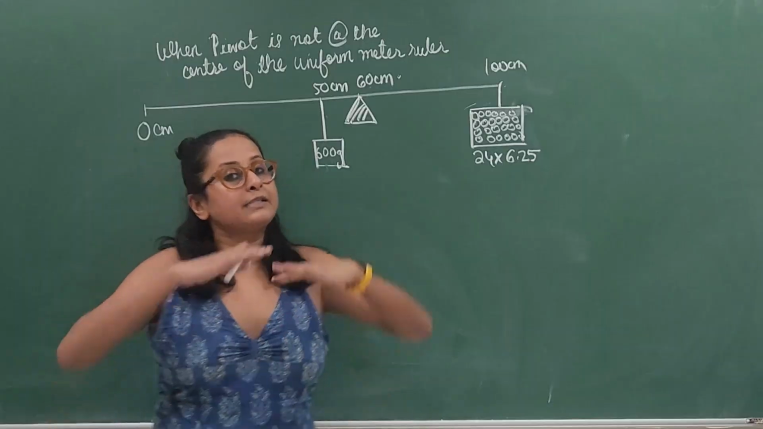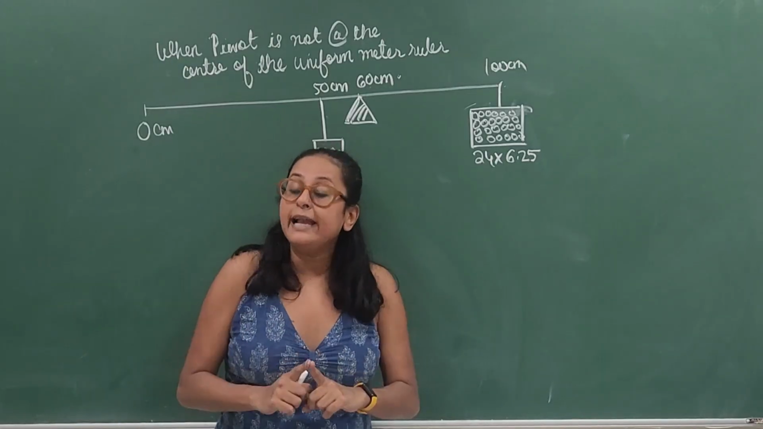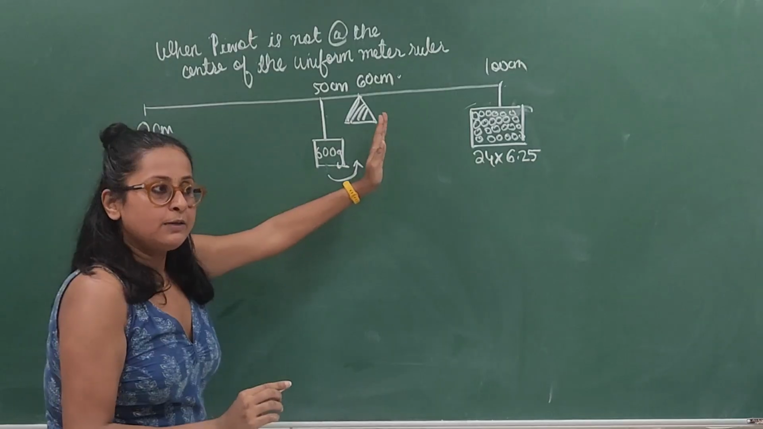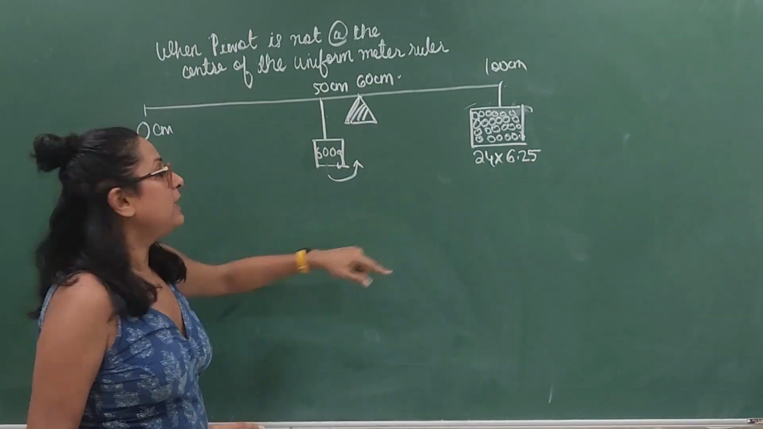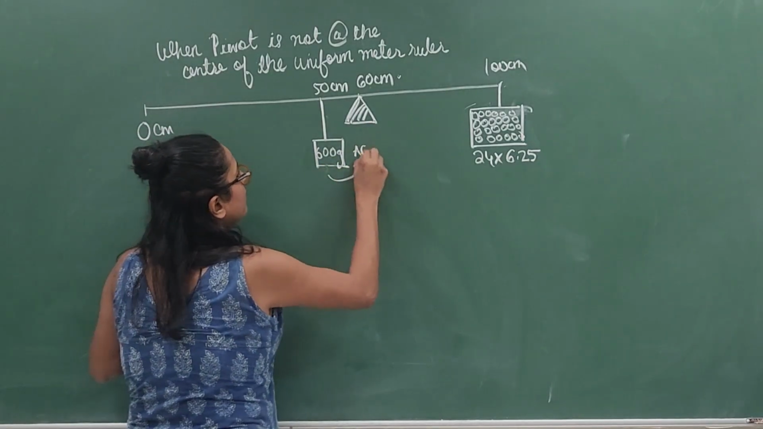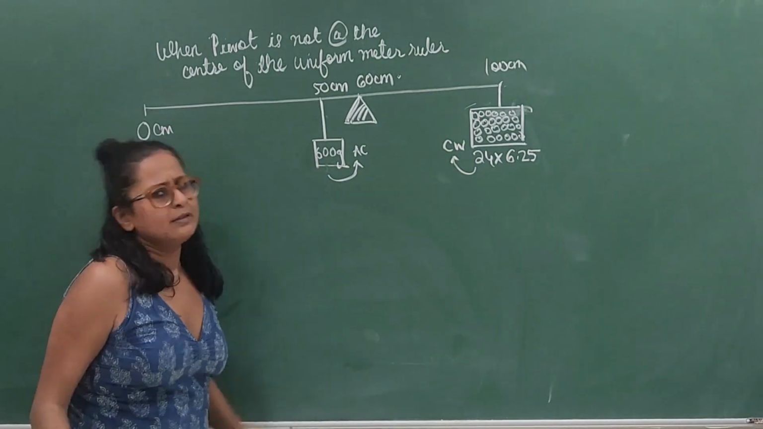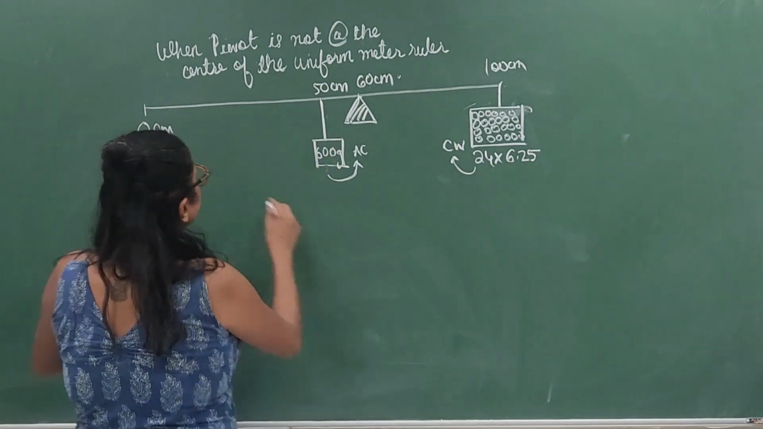We know that the scale was balanced. So for the scale to be balanced, we know that the total anti-clockwise movement, it moves towards the pivot. So this is anti-clockwise movement. It should be equal to total clockwise movement. Isn't it? That's all we have to verify. Now let us verify this.